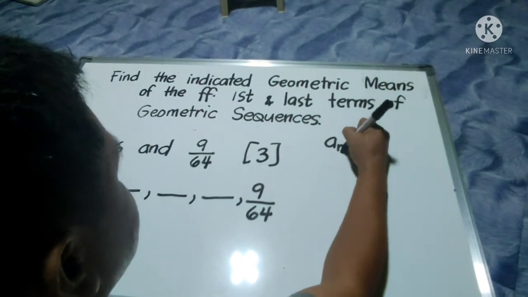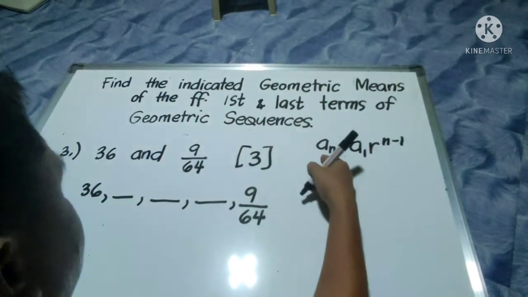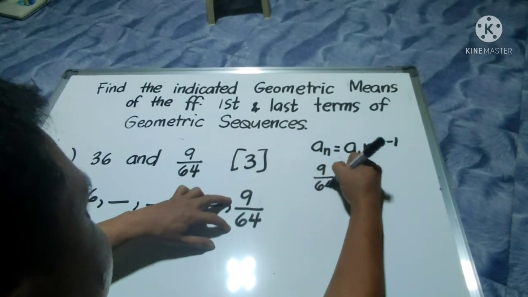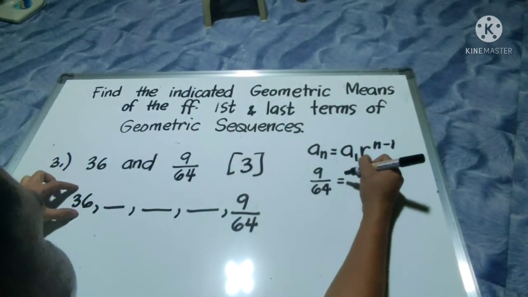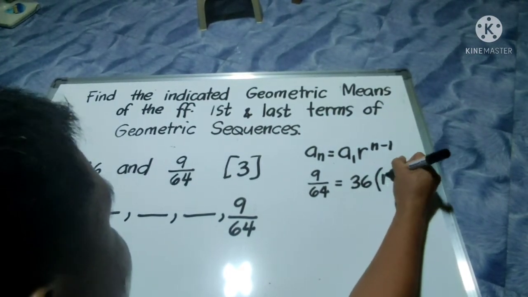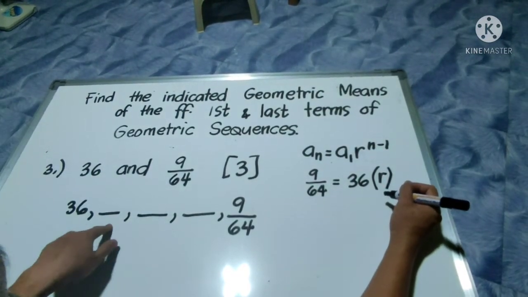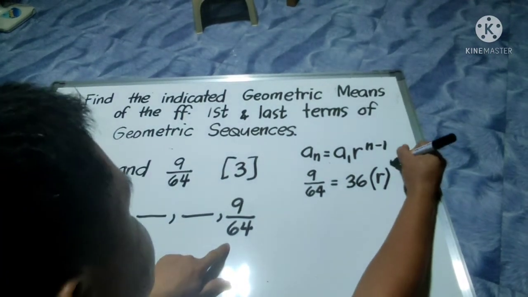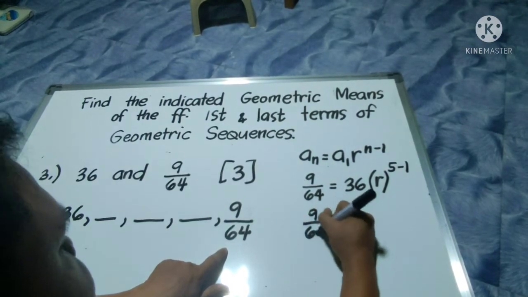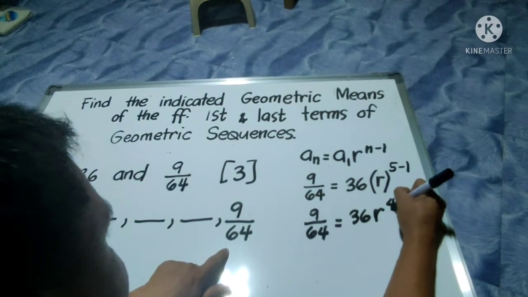So use the formula a sub n is equal to a sub 1 r to the exponent of n minus 1. What is our a sub n? The last term, 9 over 64. What is our a sub 1? We have 36. We don't have our r, so you copy r to the exponent of n. How many terms are there? 1, 2, 3, 4, 5. So our n is 5 minus 1. Simplify further. 9 over 64 is equal to 36 times r to the exponent of 4.